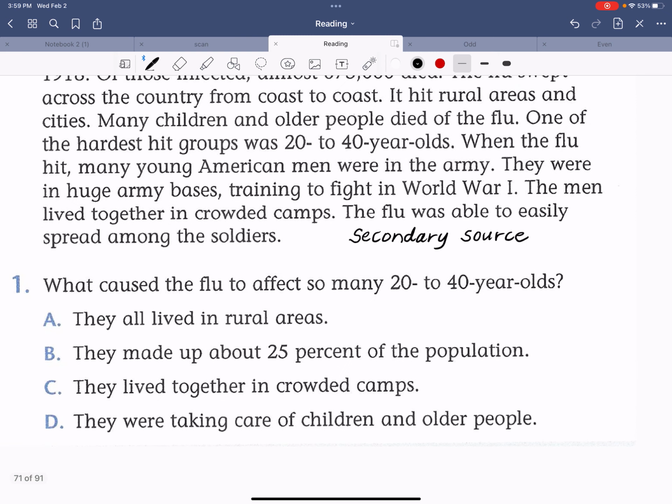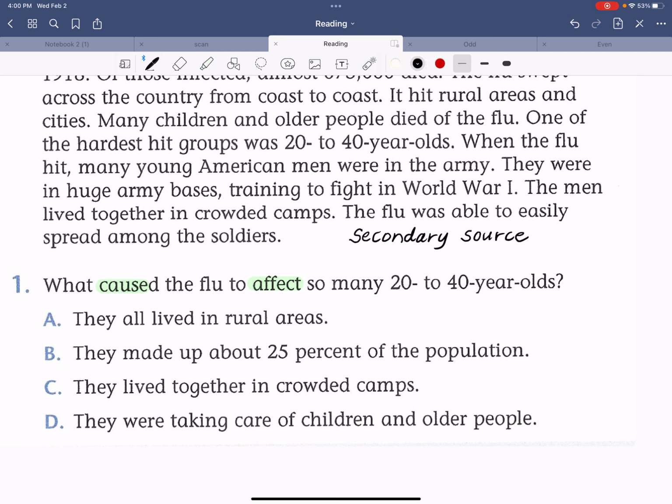Okay, here's a question. This is a cause and effect question, and I'm not going to draw the map. We don't need to do that on this one. You can if you want to, if you just want the practice. But here's the question. What caused the flu to affect so many 20 to 40-year-olds? I will point out to you the keywords. You have cause and not effect, but affect. Affect is a verb. Effect is a noun. But both of those signal this type of passage.